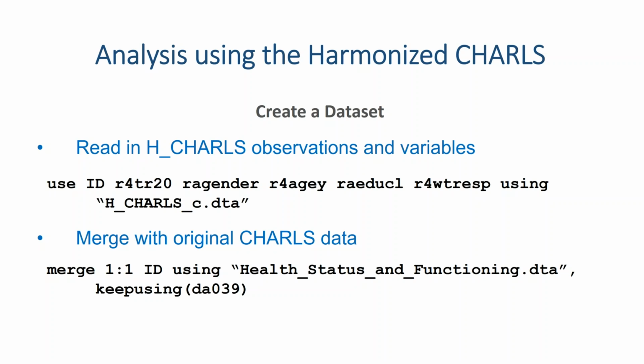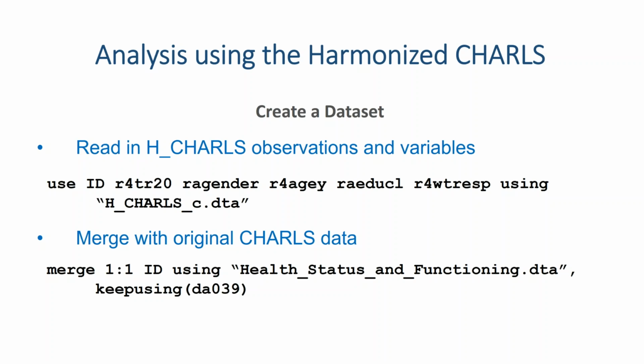So the first thing we want to do is read in the observations and variables from the Harmonized CHARLS. We employ the command use because we're going to use this data set and bring it into Stata. Stata works by building a dataset in its memory, which makes it fast, but it needs to be brought into Stata memory first. So we're going to use the variables we identified using the Harmonized CHARLS dataset. You'll also notice that ID is capitalized while the other variables are not, and that's because Stata is case sensitive and the ID variable needs to be capitalized.